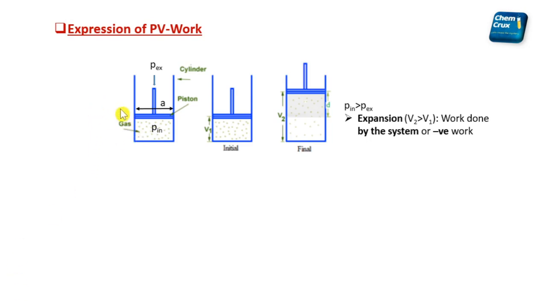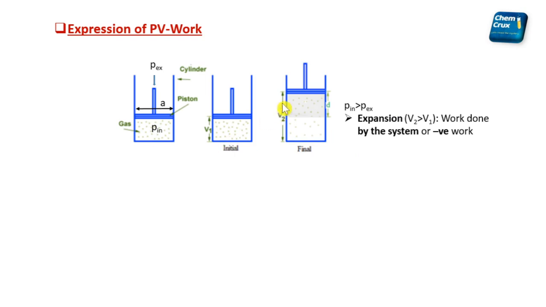Coming to the expression of PV work, let us consider an ideal gas enclosed in a cylinder fitted with a movable piston. The cross-section area of the piston is A. The internal pressure, or pressure of the gas, is mentioned as P internal. The external pressure on the piston is Pex. The initial volume of the gas is V1. As per the condition, external pressure is less than the internal pressure. So this will force the piston to move upwards through a distance d until the pressure inside and outside the container gets equal.